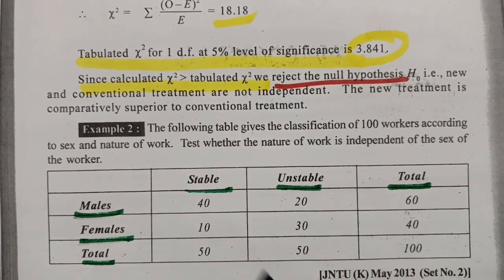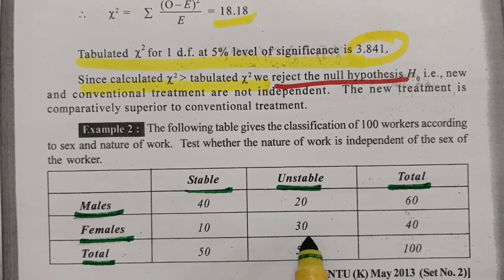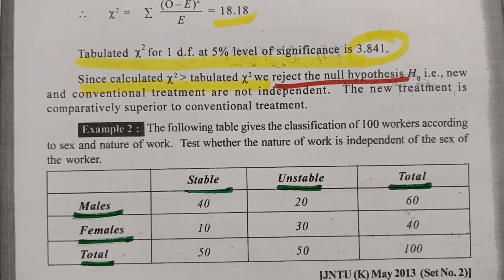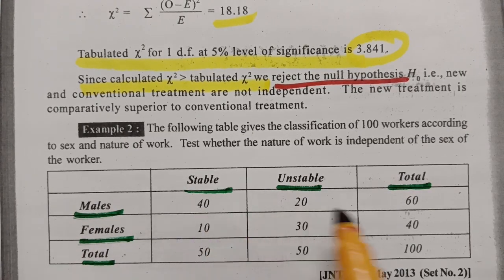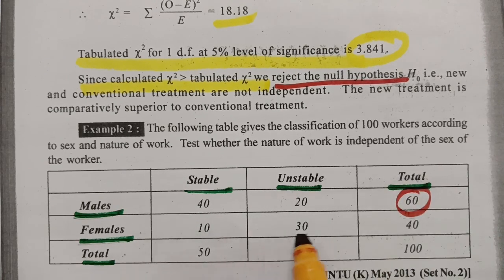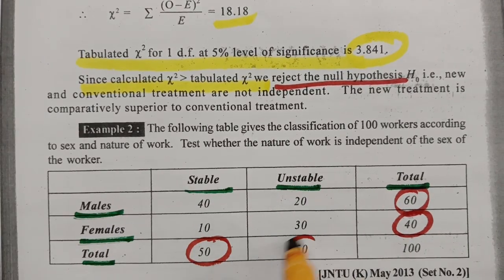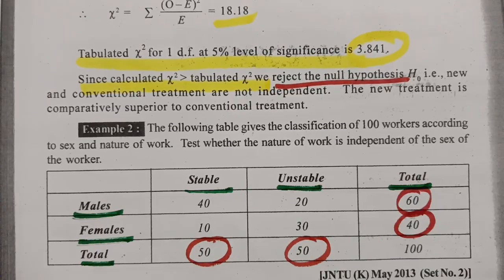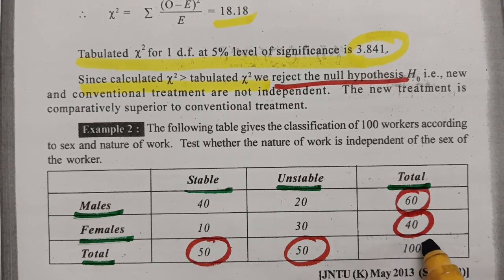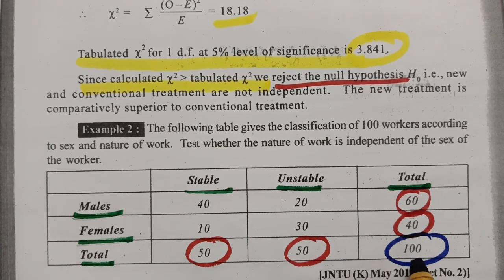So these are all the values here: 40, 20, 10, 30. We have to make an addition here. So 40 plus 20 is 60, and the next one, 10 plus 30, is 40. And see here, 40 plus 10 is 50 and 20 plus 30 is 50. Immediately we have to make a total here, and this will be the grand total, that is 60 plus 40 is 100 and 50 plus 50 is again 100.